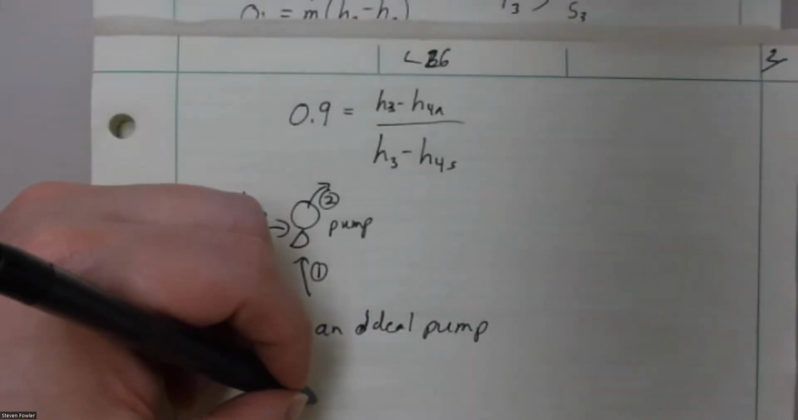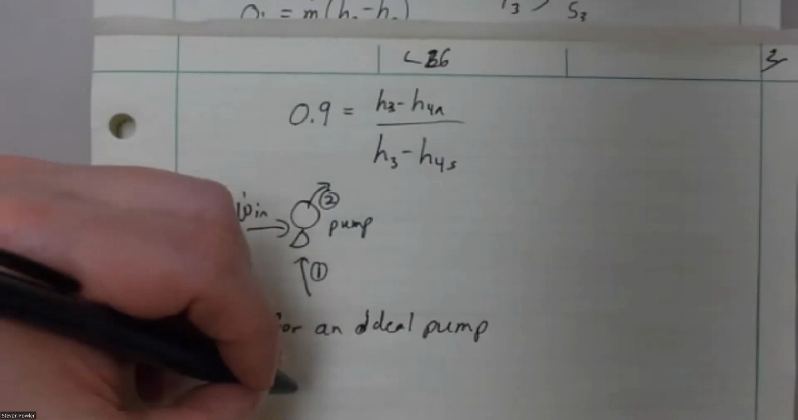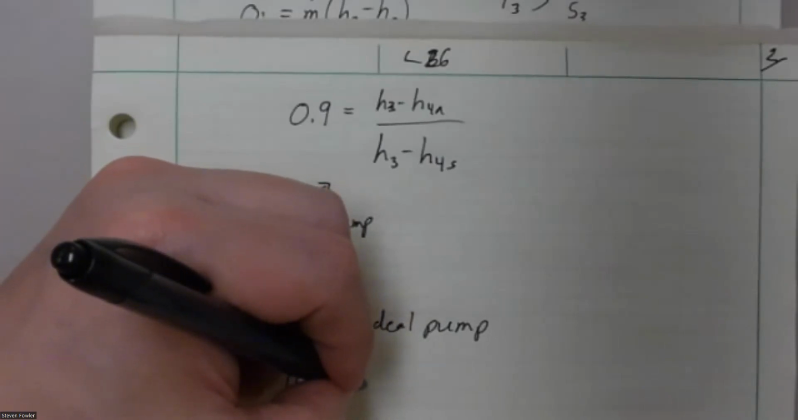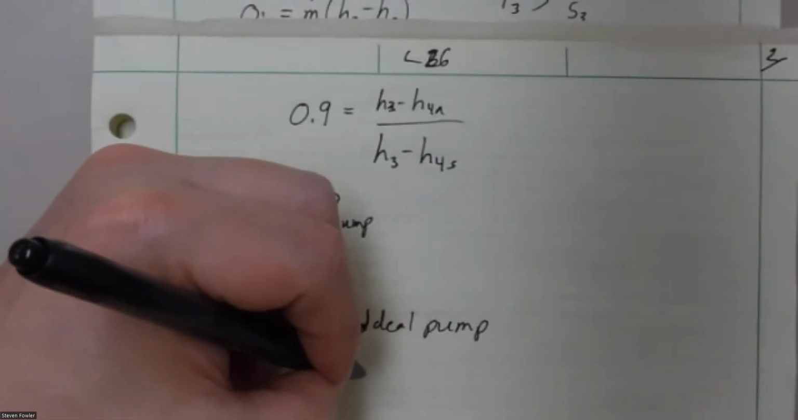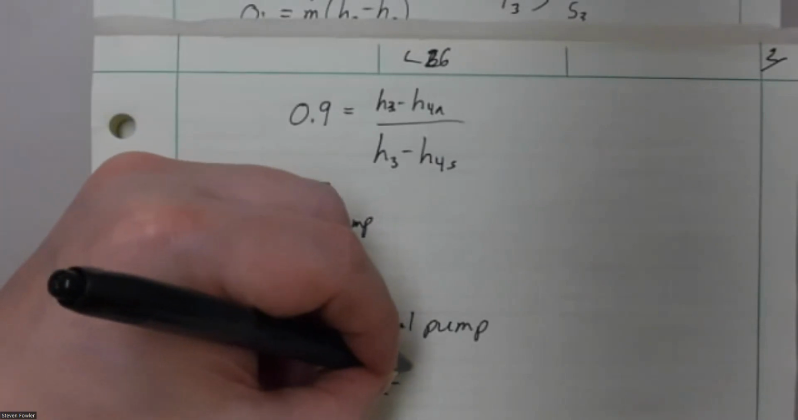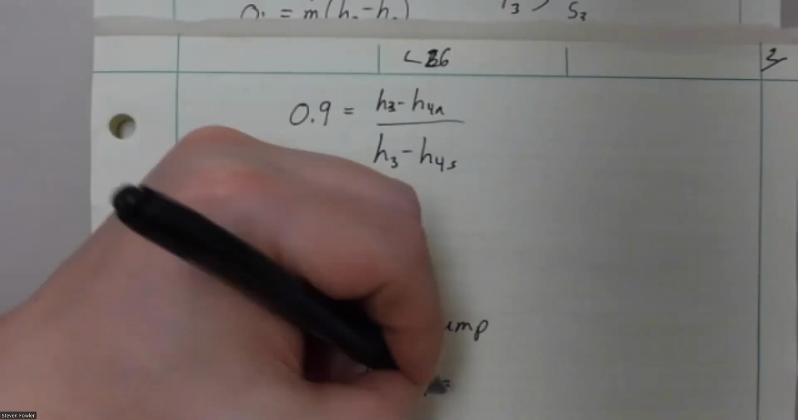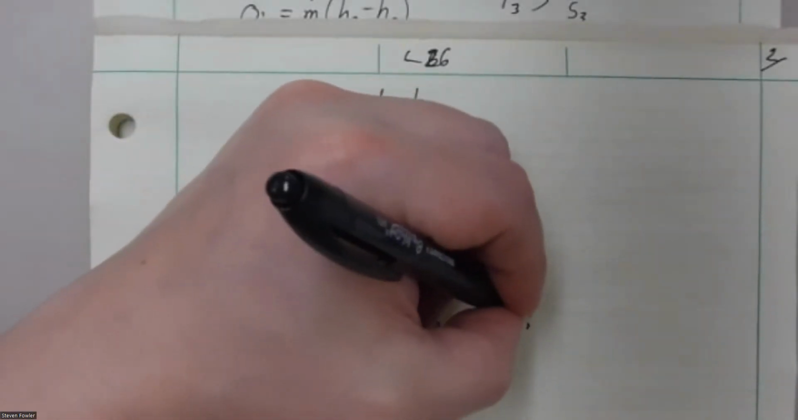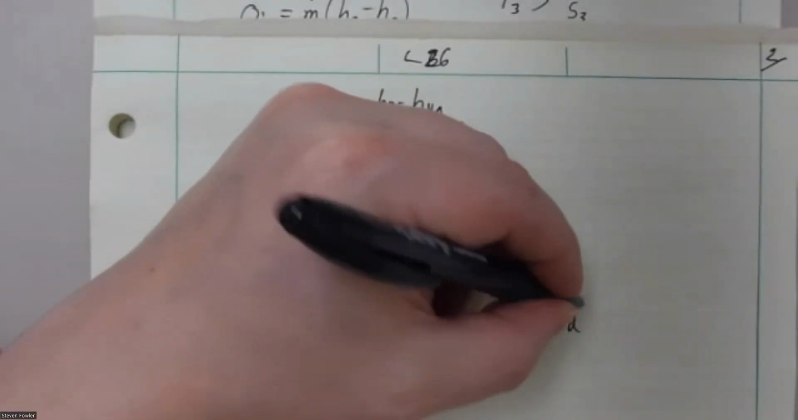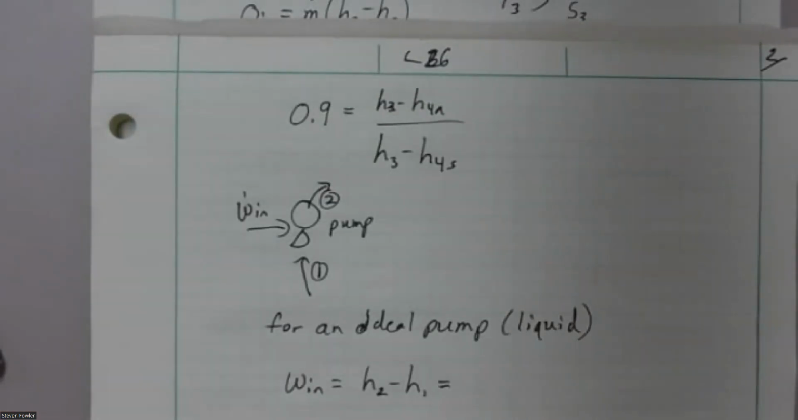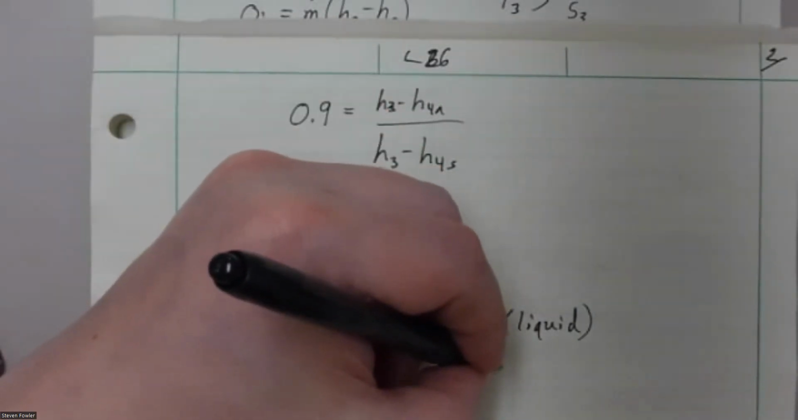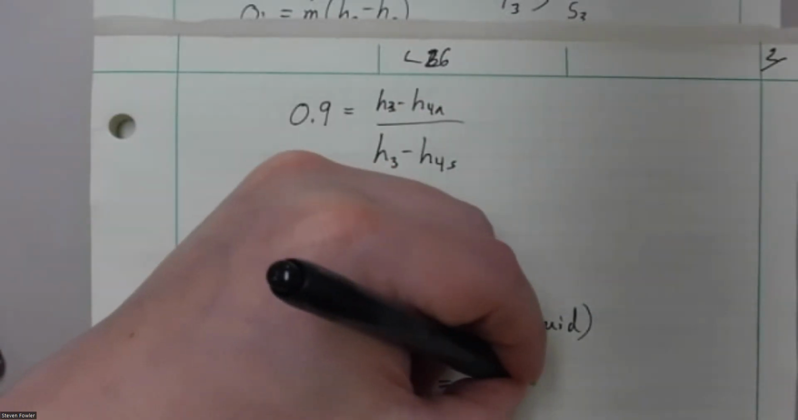The ideal pump doesn't increase the temperature of the fluid coming through, right? All that happens in an ideal pump is the work in ends up generating a change in enthalpy. In this case, it's going to be H2 minus H1. The temperature does not increase, because a pump is only pushing liquid. So if I'm pushing liquid and there's no temperature increase, the enthalpy change just simply ends up being the specific volume times the change in pressure.